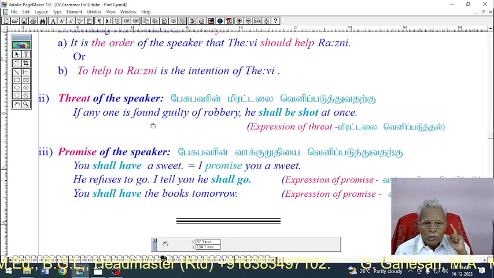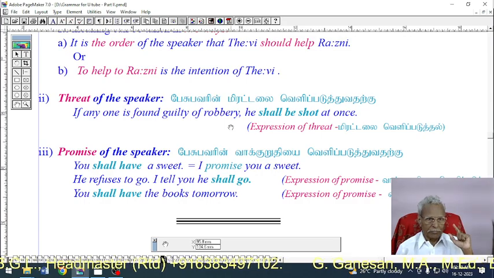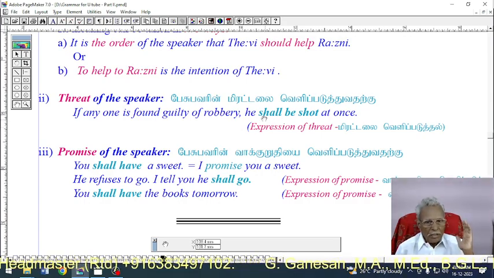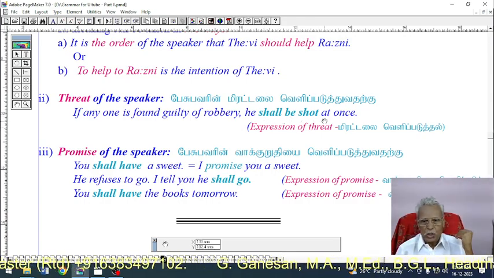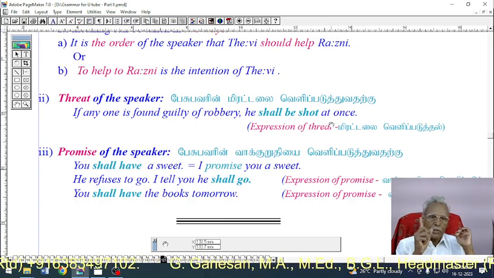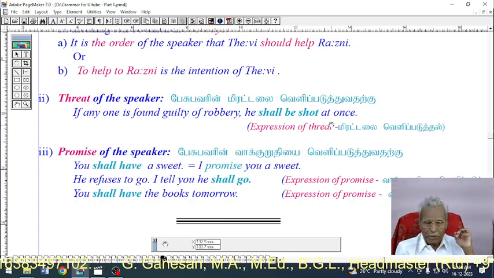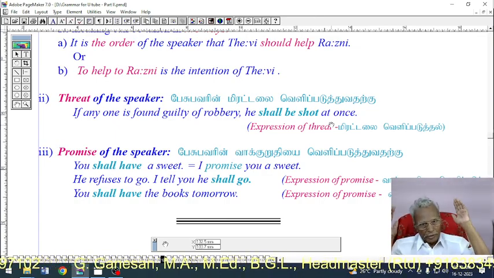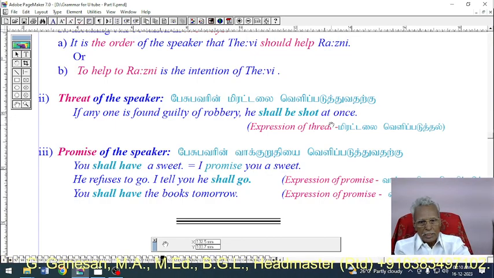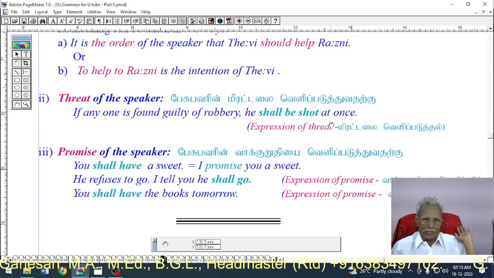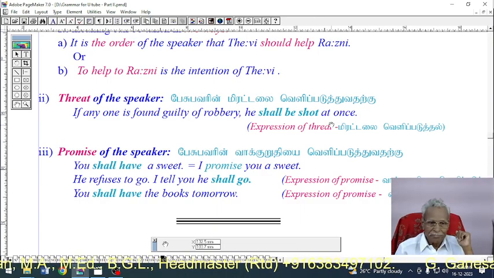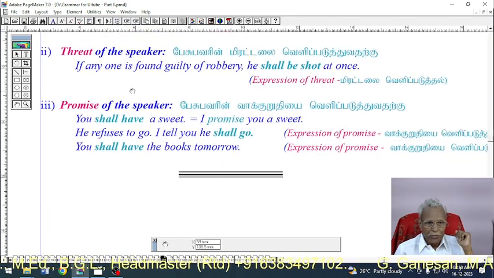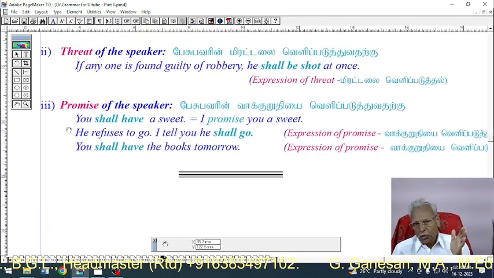If anyone is found guilty of robbery, he or she or they shall be shot at once. If anyone is found guilty of robbery, he will be shot at once. It is a threat.